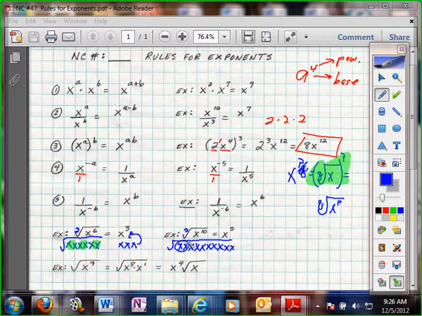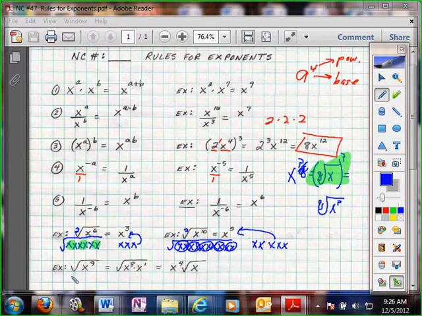Looking for groups of 2. 1, 2, 3, 4, 5. Everything's circled, so my radical is going to go away. And I have 5 x's that come out: x, x, x, x, x, which is x to the 5th.